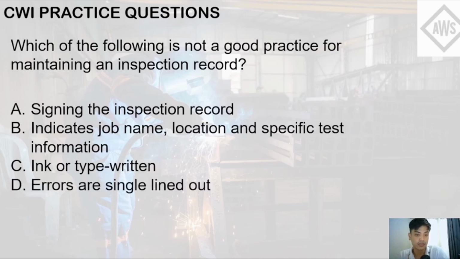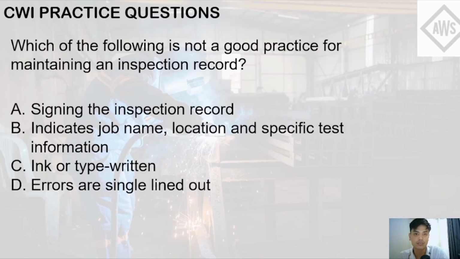The errors are single lined out. So letter A, the welding inspector or the one that created the inspection record needs to sign the inspection record. So he needs to be accountable for it, basically by signing his name. It indicates the job name, location, and specific test information. So it is essential that the inspection record has a corresponding job activity where the location may be.